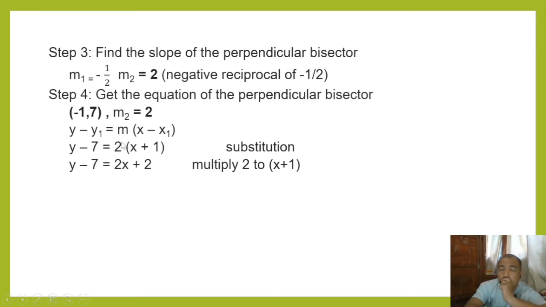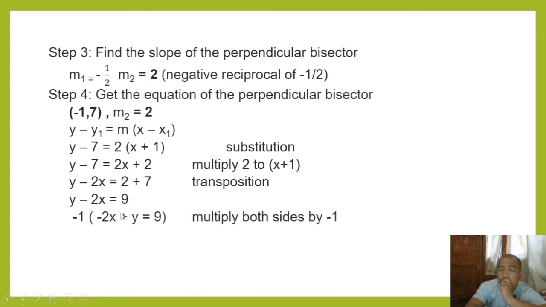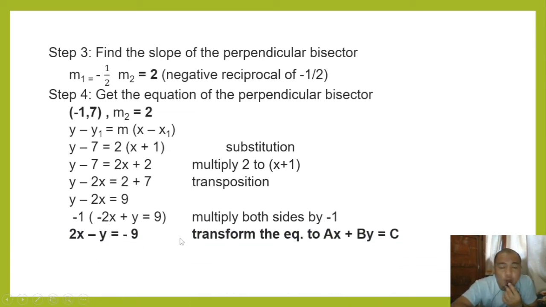Then by distributive property of multiplication, we have 2x plus 2 equals y minus 7. Transposition, y minus 2x equals 2 plus 7. Then y minus 2x equals 9, 2 plus 7 equals 9. Multiply the equation by negative 1. We have 2x minus y equals negative 9. That is the equation of the perpendicular bisector in the form ax plus by equals c.